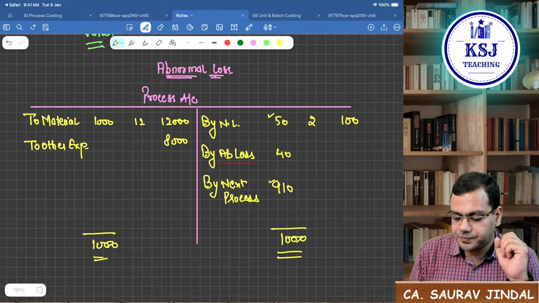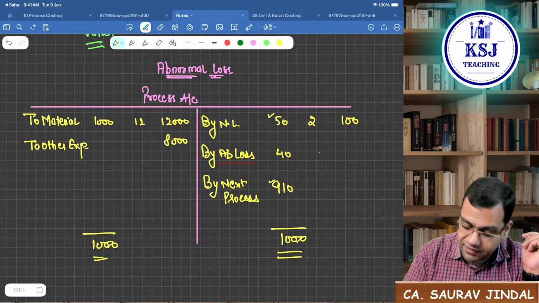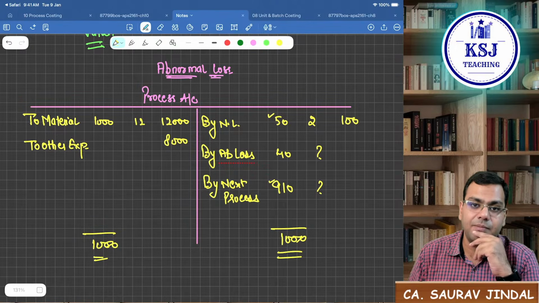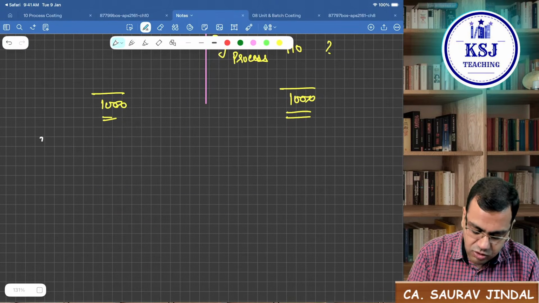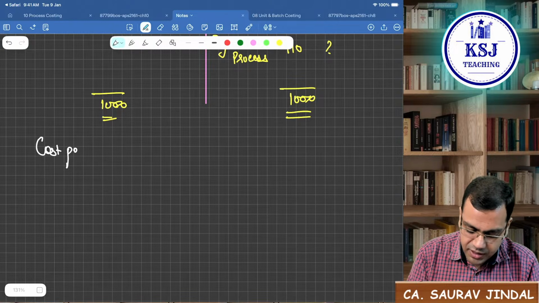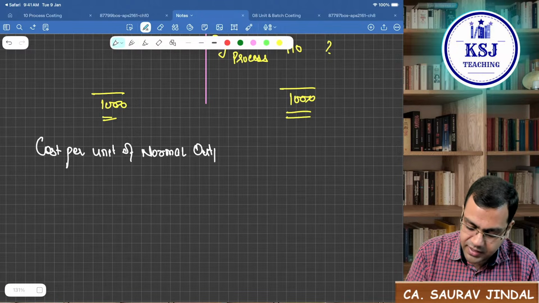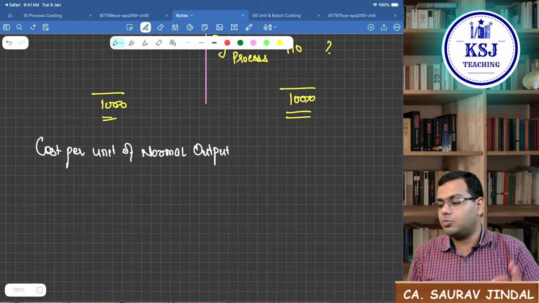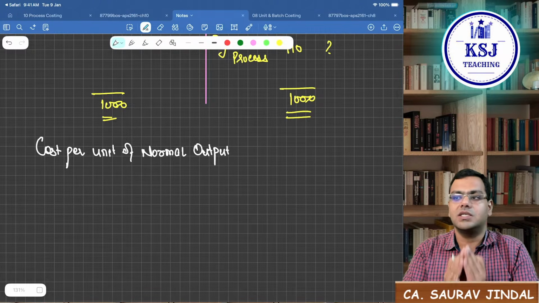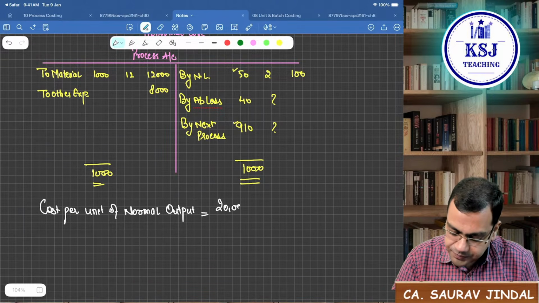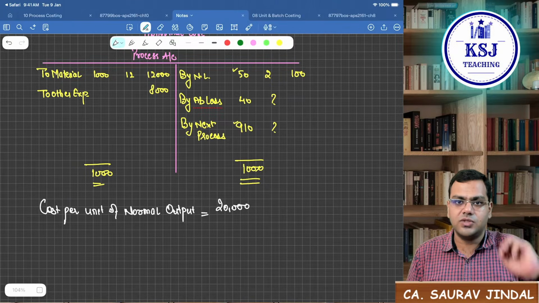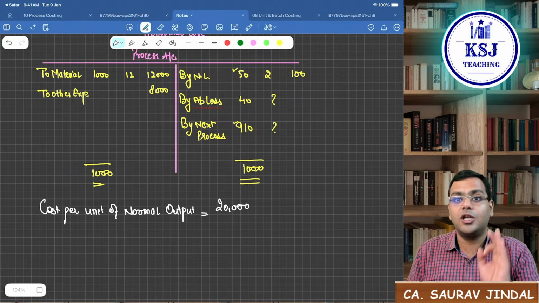Now, what to do? We have two values to calculate: abnormal loss and next process. So in this case, what we normally do is we calculate the cost per unit of normal output. That is, under the normal circumstances, what will be your cost? We say that, sir, the total cost incurred will be 20,000, 12,000 of material and 8,000 of other expenses. 20,000 is the total cost being incurred.